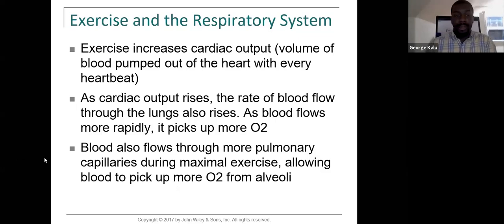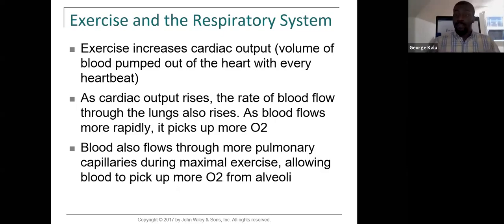All right. Exercise can also have an impact here. Exercise is going to increase your cardiac output, like we talked about last week. Your cardiac output is the amount of blood that you're able to eject with every heartbeat. When you pump out more blood from the heart, that's eventually going to lead to more blood getting to the lungs.